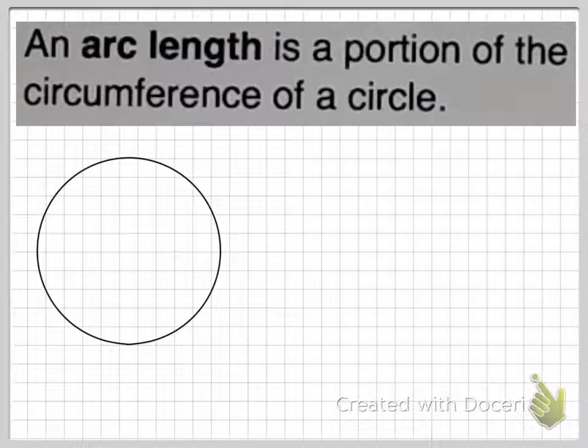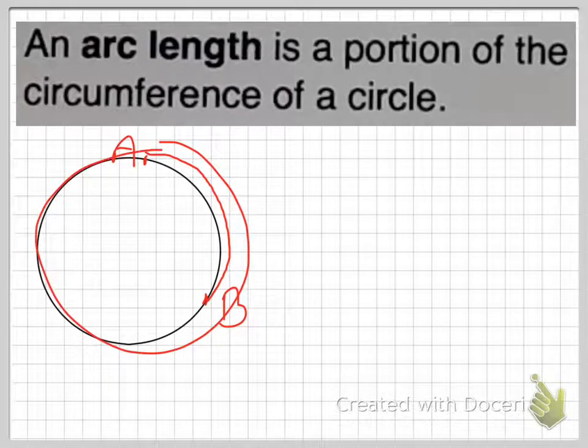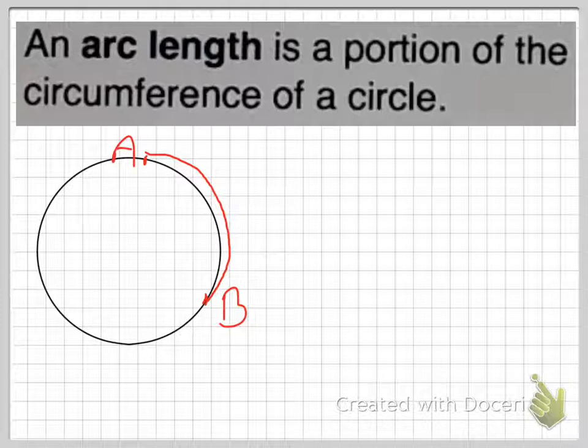So, in other words, if you have a circle like this, an arc length would be, for example, if you have point A and point B, the linear distance or straight line distance around this circle, just this part from point A to point B. That's an arc length. It's a portion or a part of the whole entire circumference of a circle. The circumference would be the whole entire distance around, but this is just a part of it, so it's called an arc length.